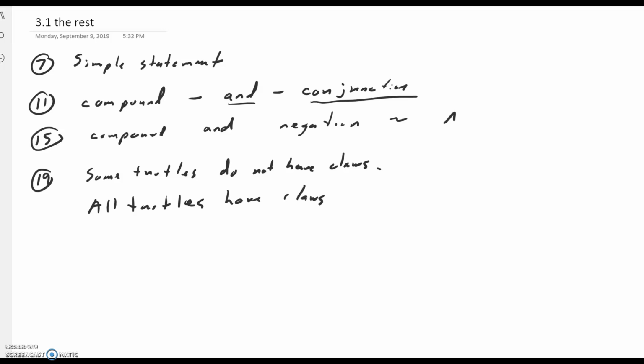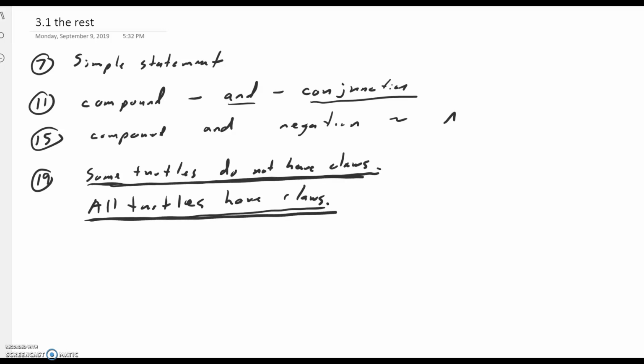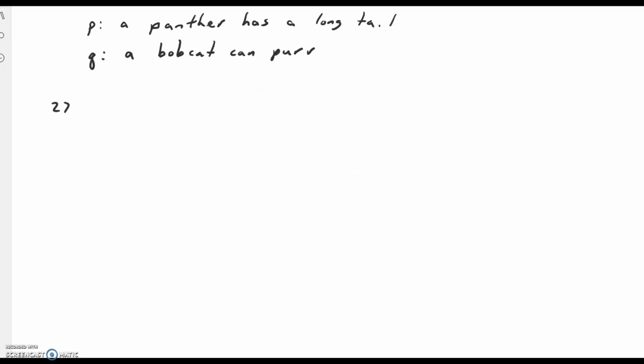This is kind of what needs to happen for this to be false. For it to be false that some turtles do not have claws, you have to have the situation where all turtles have claws, and then this would be false because none of them do. So this is the negation of this statement, and that takes a little getting used to and perhaps just memorization.